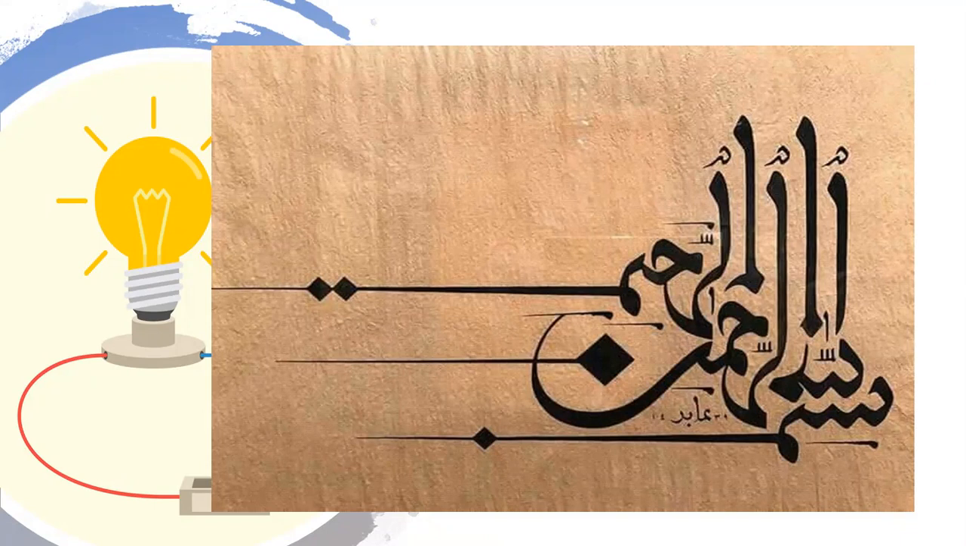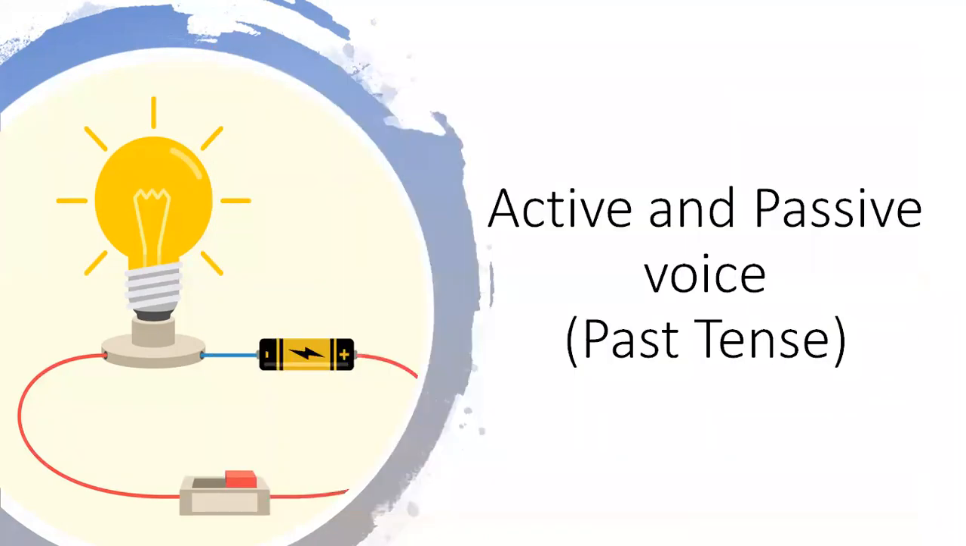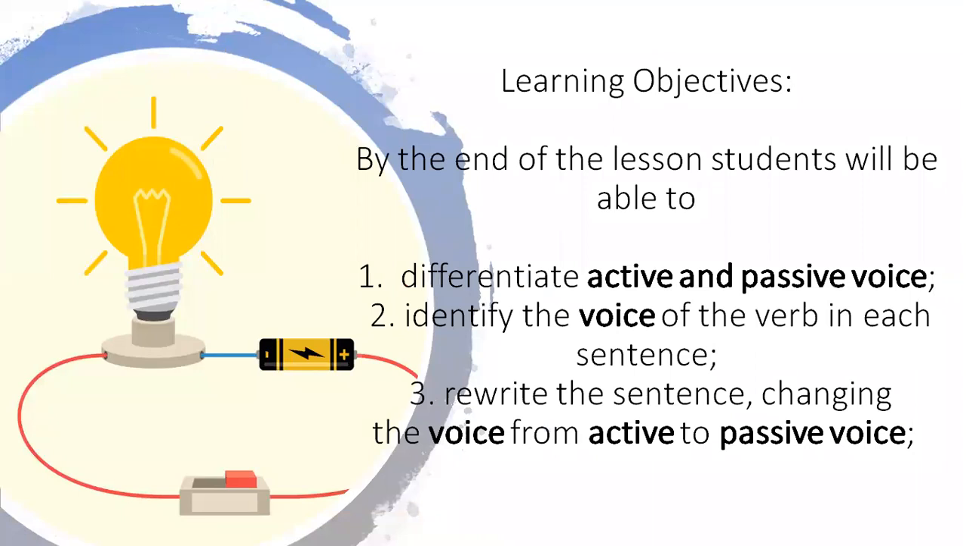Okay, today we'll be doing lessons for week 6. The first lesson of week 6 is active and passive voice in the past tense. Learning objectives for today's lesson are: differentiate active and passive voice.